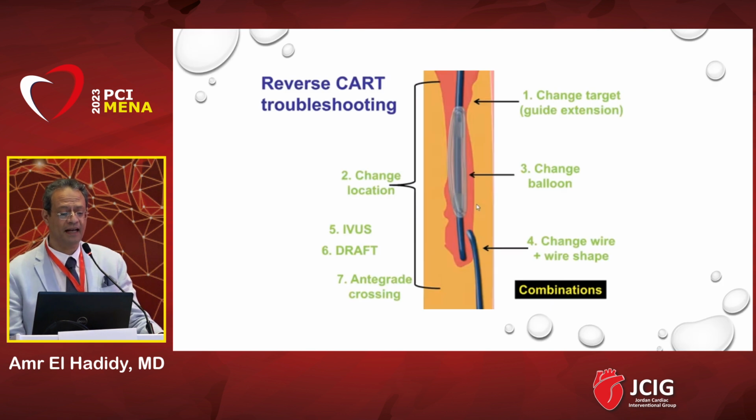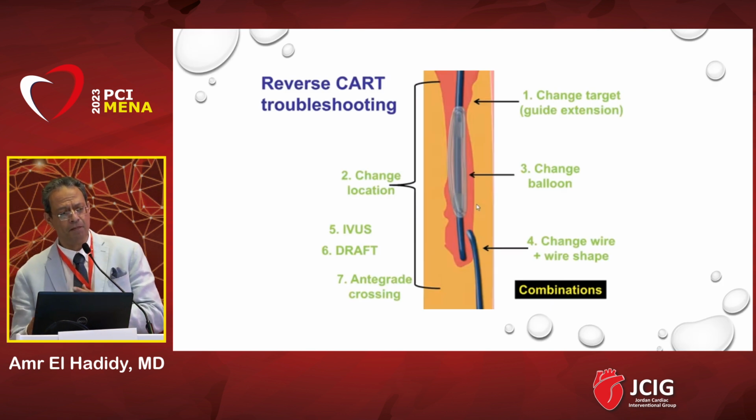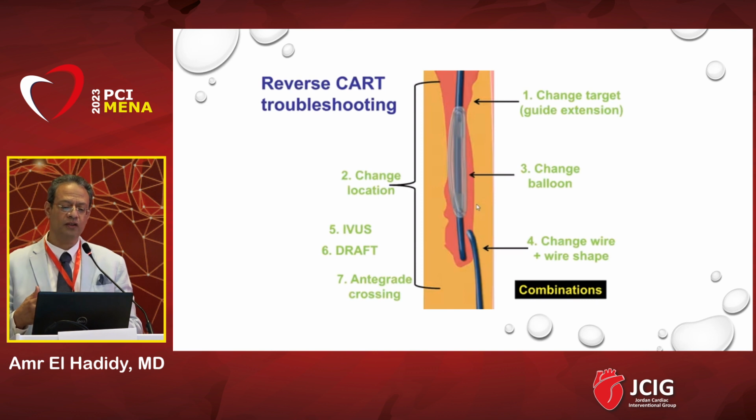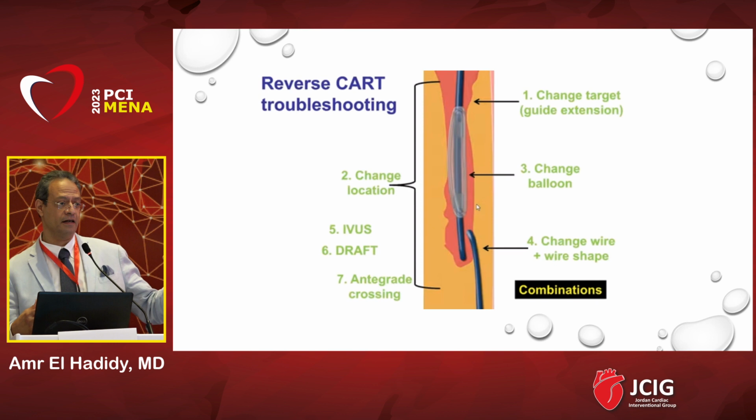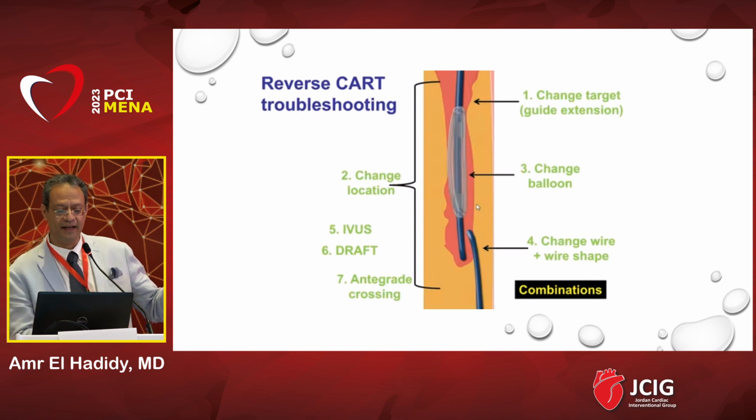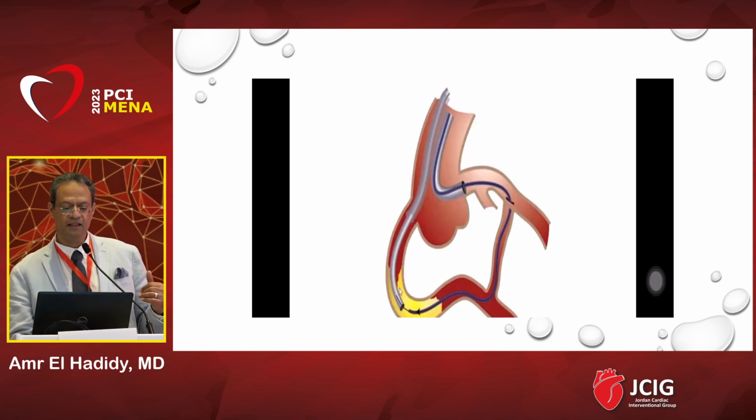So sometimes there is a problem in reverse CART. You can change the target, you can use a guide extension, for example, to make a bigger lumen, you can direct the retrograde wire in, or you can change the balloon size. This is a very important point.